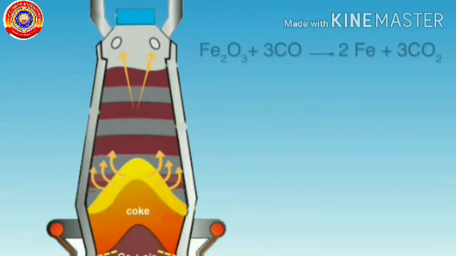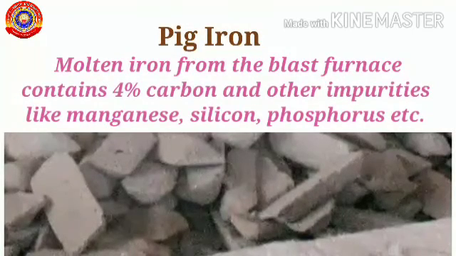Carbon monoxide, formed as a result of the reaction in the furnace, reduces the hematite into iron. The molten iron thus obtained from the blast furnace contains 4% carbon and other impurities like manganese, silicon, phosphorus, etc. Hence, the iron obtained from the blast furnace is called pig iron.